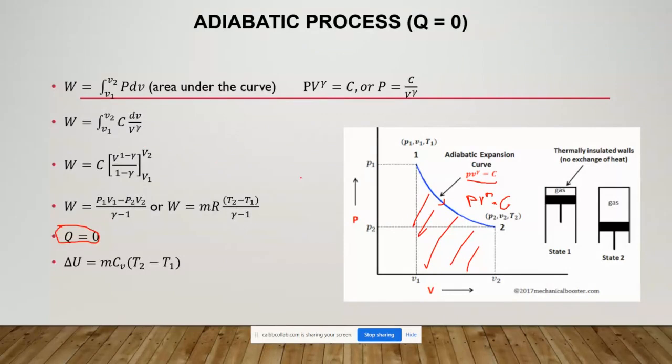The formulas for work done for polytropic is the same as adiabatic. The Q for polytropic is going to be work done, which is this one, P1 V1 minus P2 V2 over gamma minus 1, plus M Cv times T2 minus T1. That is the only difference. Whereas for adiabatic, Q is equal to 0.